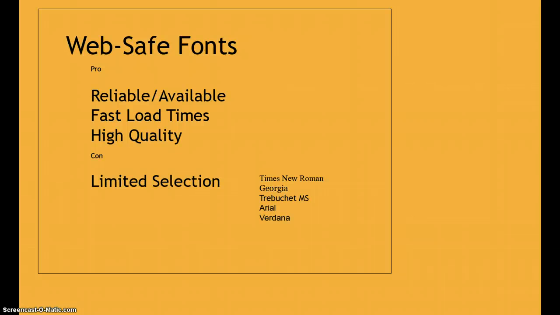They have fast load times, and they're of high quality, with consistency in the formation of the letters and the strokes. The disadvantage is that they have a limited selection. When you come right down to it, there's only about 5 that really work well on websites. And these are listed here: Times New Roman, Georgia, Trebuchet MS, Arial, and Verdana.